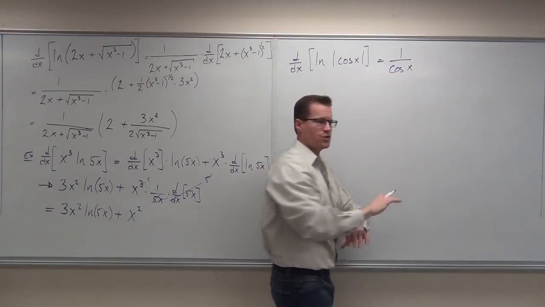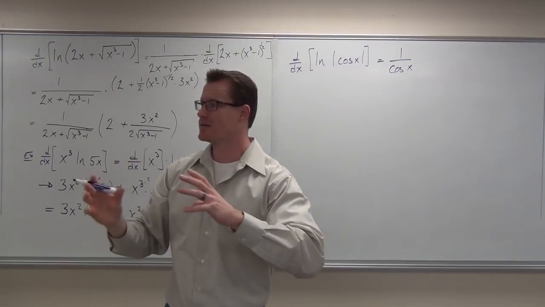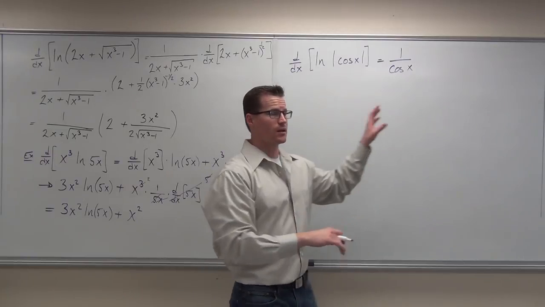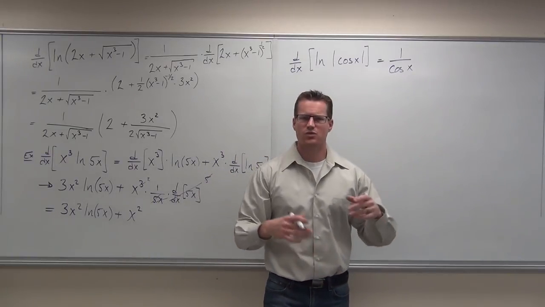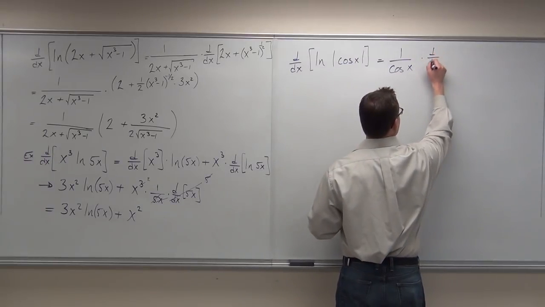You'll notice there's no more absolute value. The derivative of absolute value x is 1 over x. So that goes away. Don't need to worry about that one. Are we done? No. No. This is what again? Sure. So we're going to do the derivative.